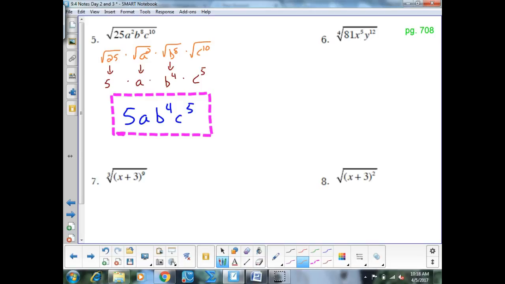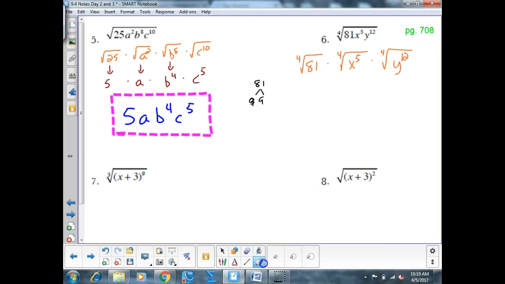Okay? So this would be the fourth root of 81 times the fourth root of x to the 5th times the fourth root of y to the 12th. Is 81 a perfect fourth? Yeah, of 3, right? Okay. Now, if you don't remember that, okay, you can always break that down. Well, that's going to be, let's go 9 times 9.